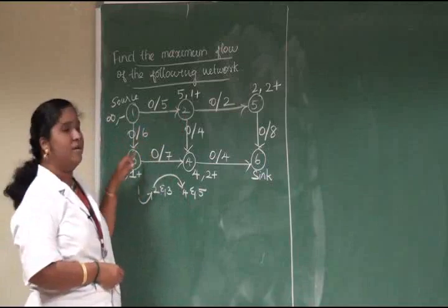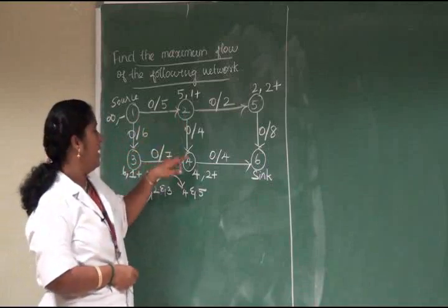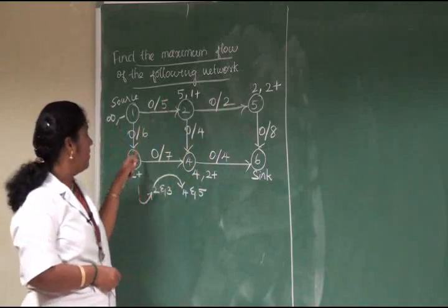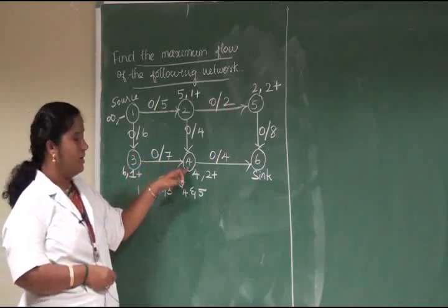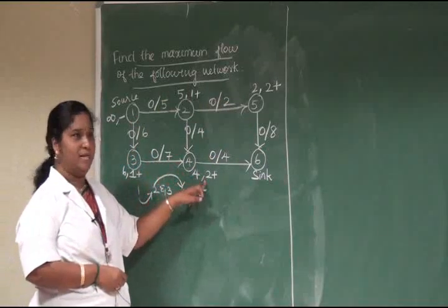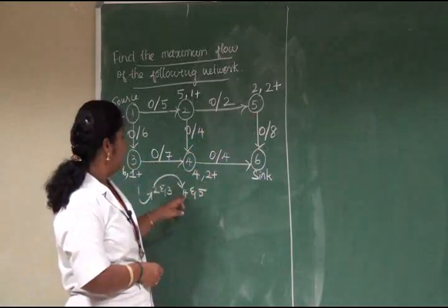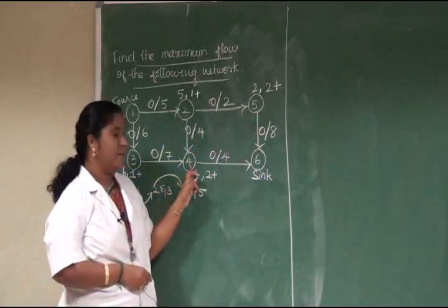And the next, what do we do? From 1 we have labeled vertices 2 and 3. From 2 we have labeled vertices 4 and 5. So next come back to 3. From 3 we can go to only 4, but 4 is already labeled. And then next come to vertex 4.